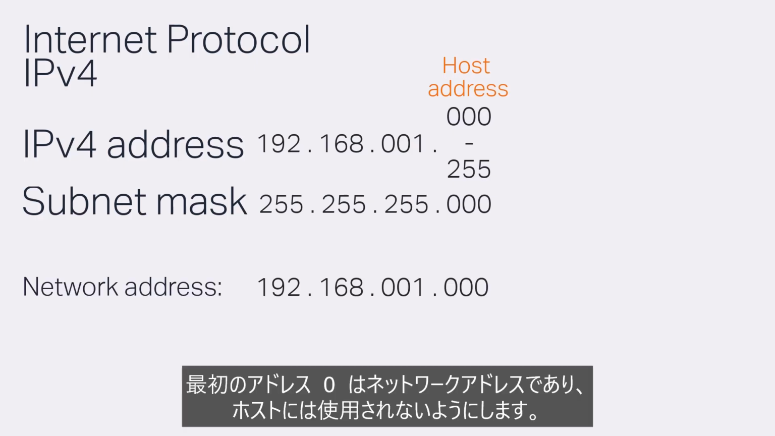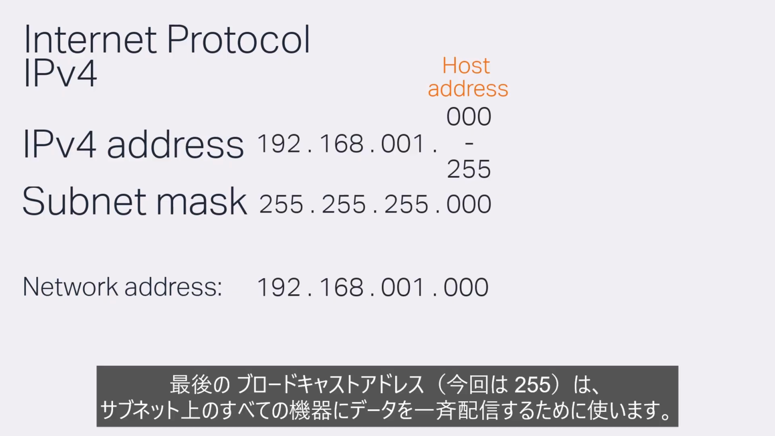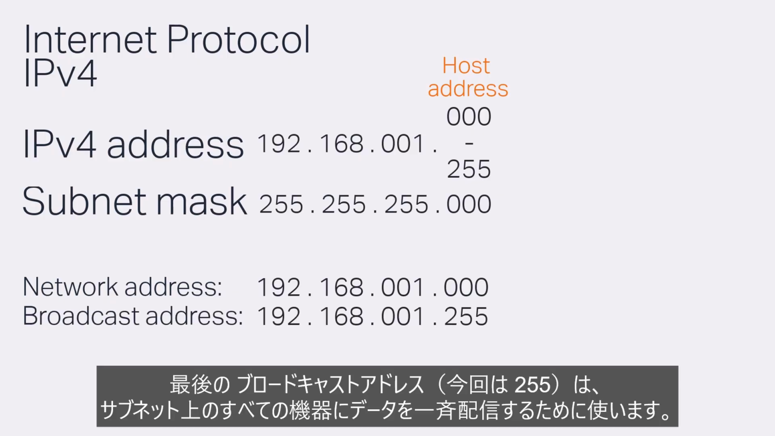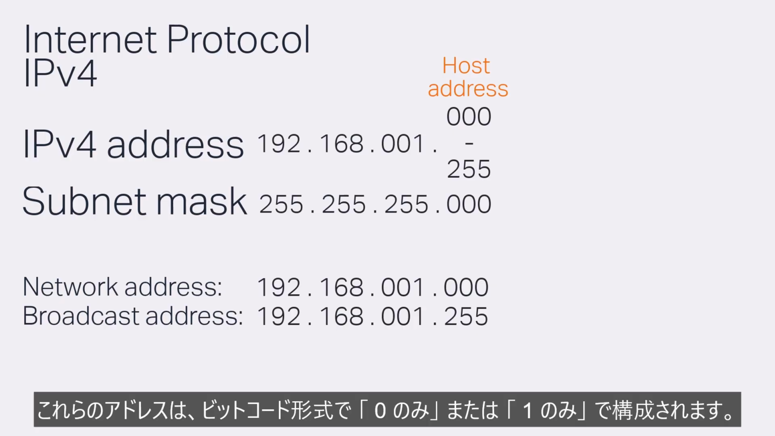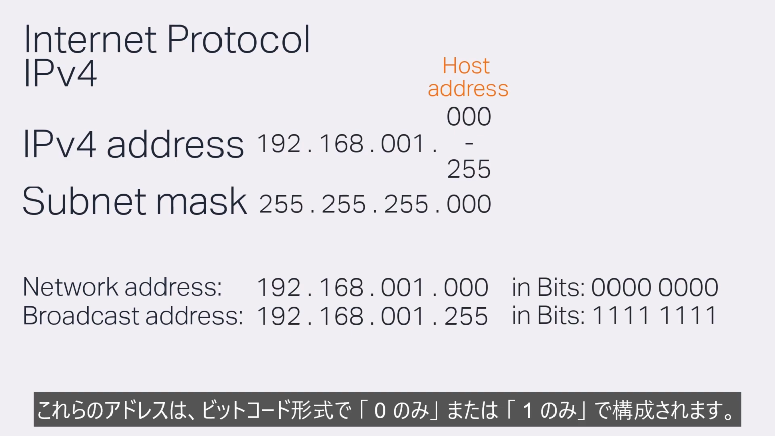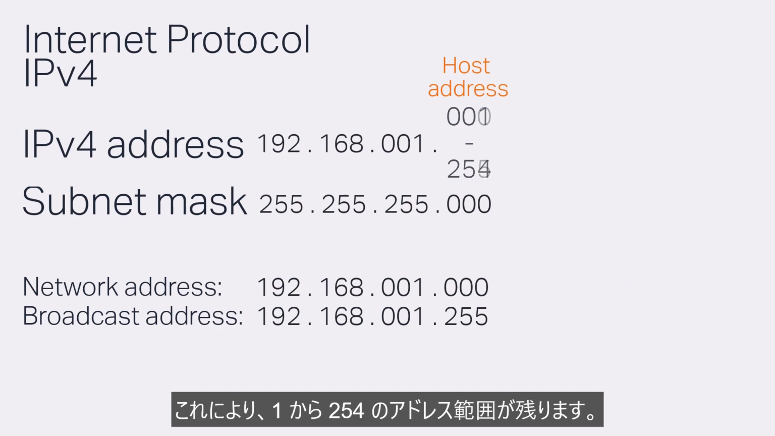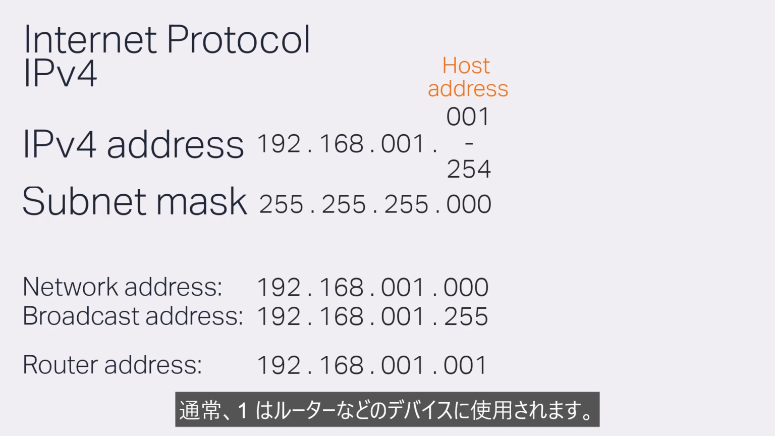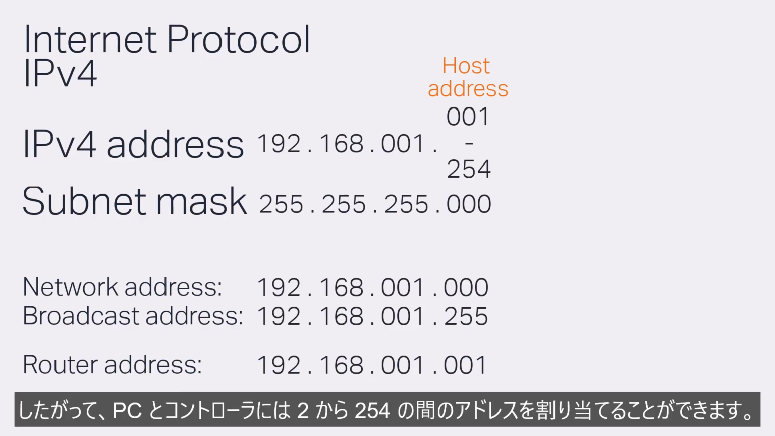The first address, which is 0, is the network address and should not be used for hosts. The last address of a subnet is the broadcast address, which can be used to reach everyone on the subnet. In our case, this is 255. It is no coincidence that these are the only addresses consisting entirely of zeros or entirely of ones in bit-coded form. This leaves us with an address range from 1 to 254, where 1 is often used by a router or similar device. We can therefore assign an address between 2 and 254 to the PC and the controller.